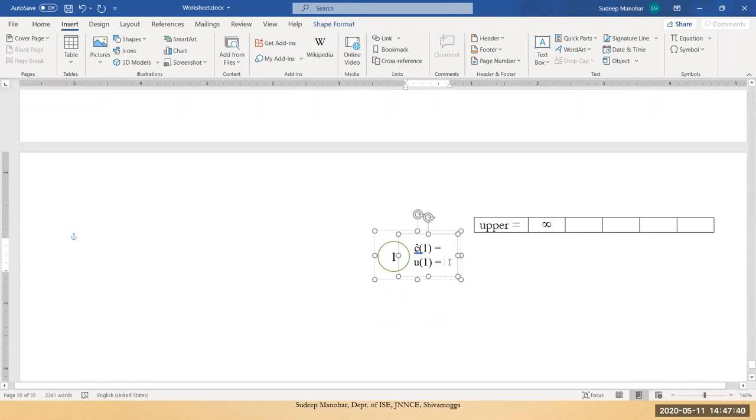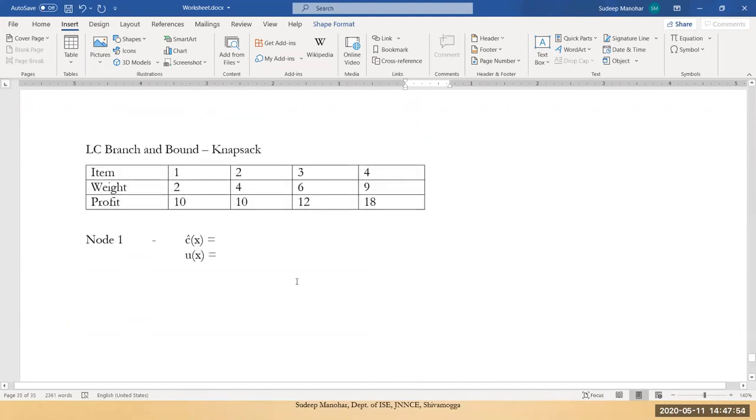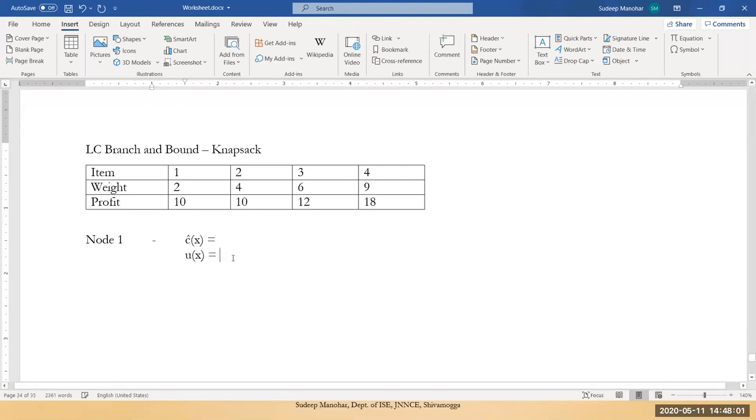So what is U of x? It is the profit without considering the fraction. C cap of x is the profit by considering the fraction of the item. Let us see step by step. First, we'll take node number 1. You have to calculate C cap of x and U of x. First, I will calculate C cap of x, which means with fraction. So what is the profit?